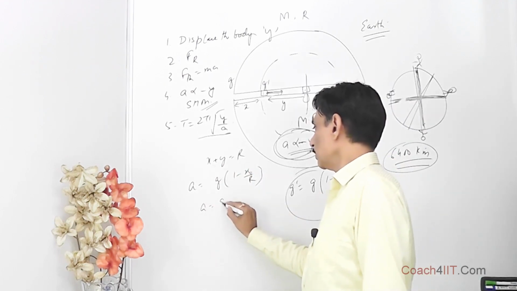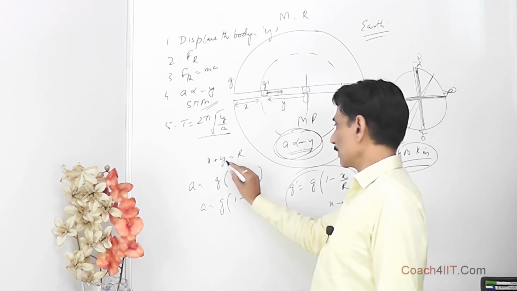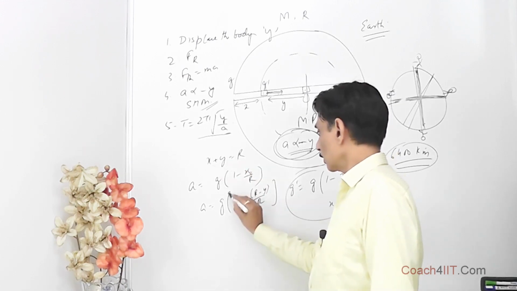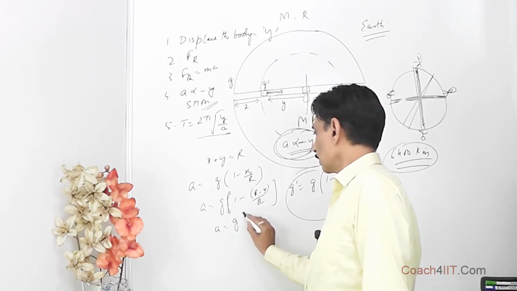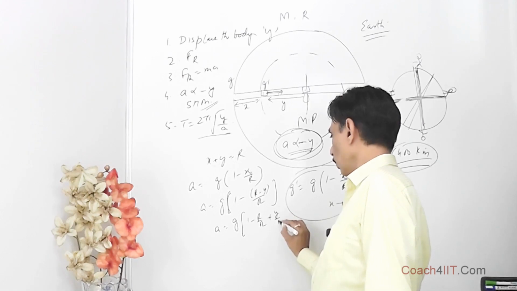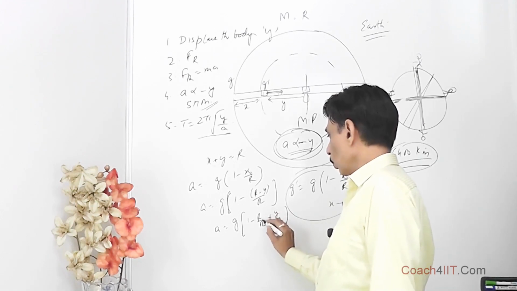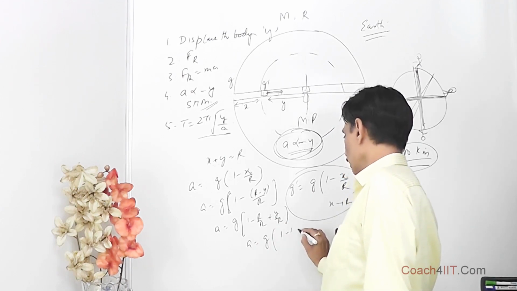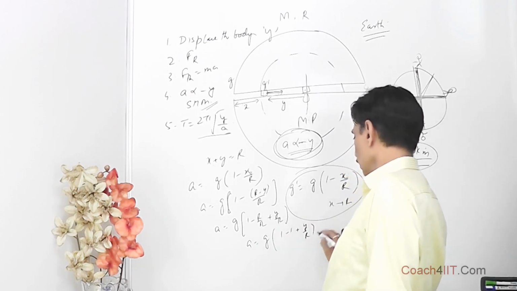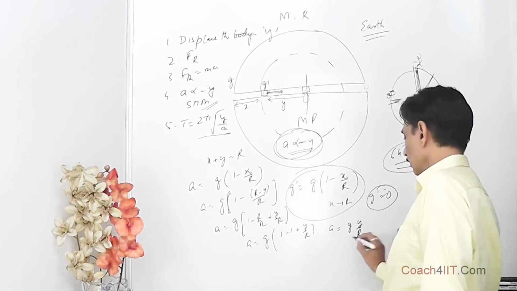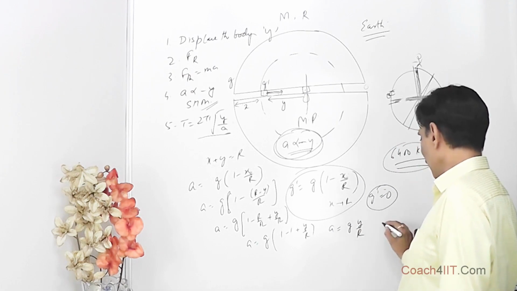So this comes out to be g into 1 minus, what is x? x is r minus y upon r. So a is equal to g into 1 minus r by r plus y by r. This r by r is equal to 1 only. So a is equal to g into 1 minus 1 plus y by r. So this comes out to be a is equal to g into y by r.